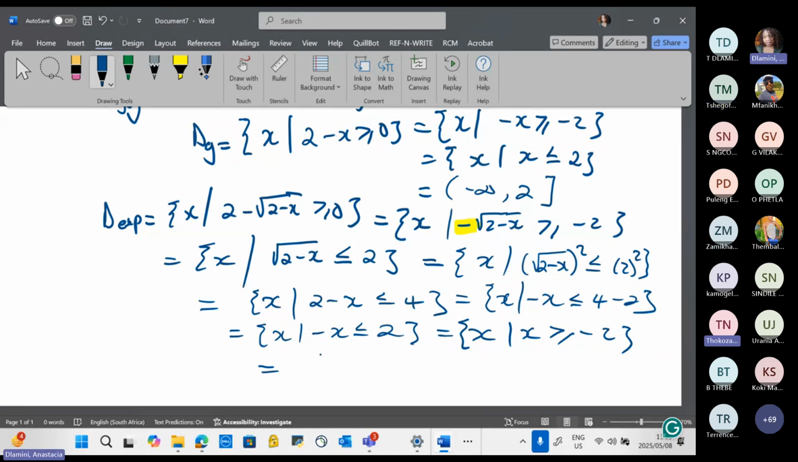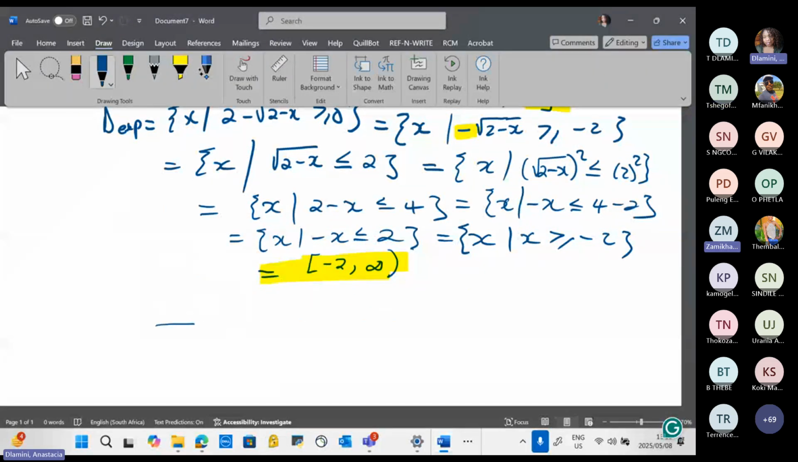I want both notations. From negative 2 to positive infinity. Please go fix that. So we have the domain of the inner function and the domain of the expression. Then what do we do now? Are they the same? No. If they are not the same, what do we do? Number line.